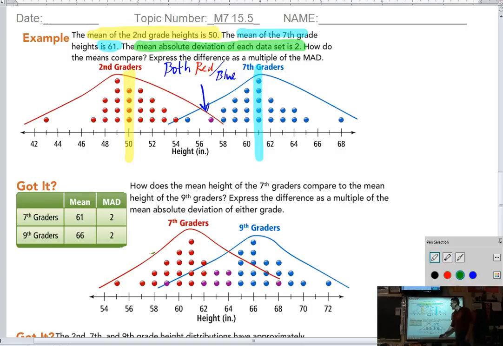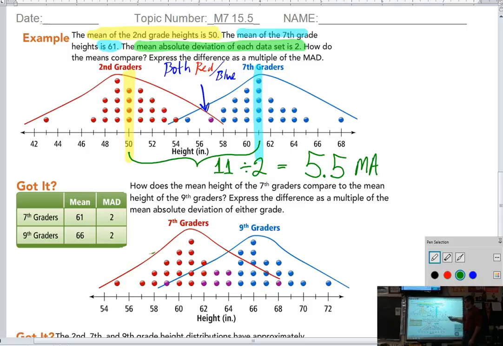So if we want to compare mean absolute deviations between them, what is the total distance between their averages? Ozzy? 11. What would we do with that total distance to figure out how many mean absolute deviations are between them? How big is a mean absolute deviation here? 2. All we do is divide that by 2, and we say there are 5.5 mean absolute deviations between them.